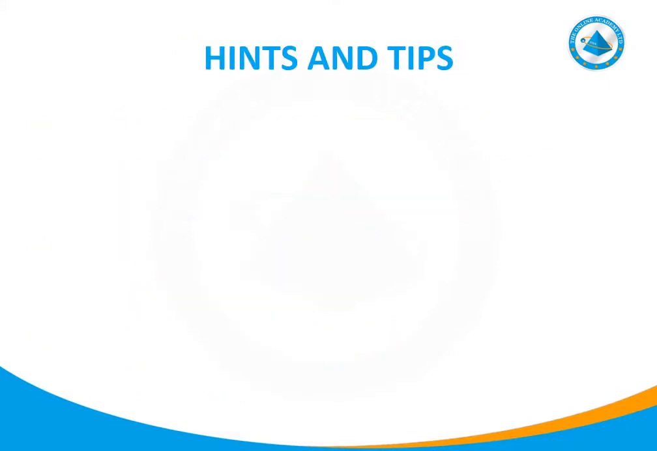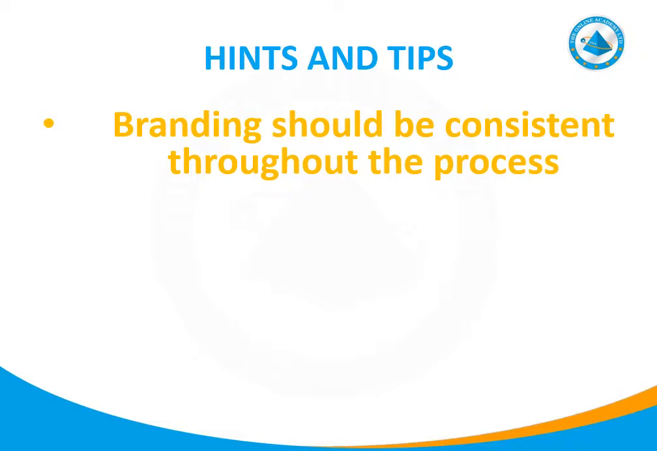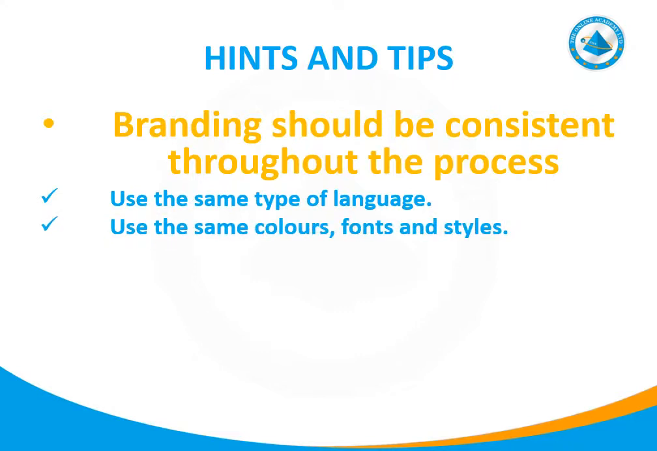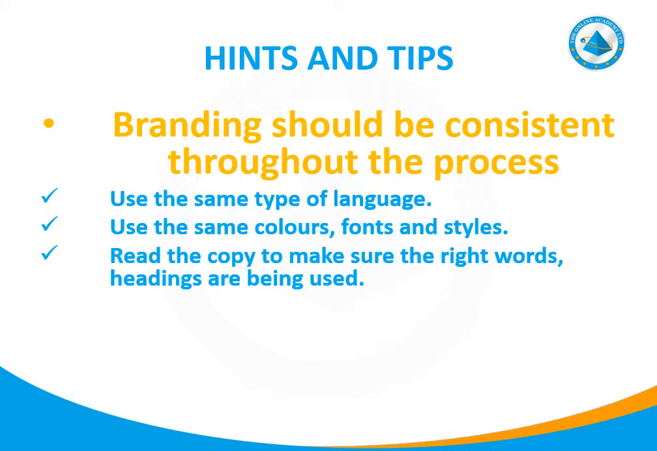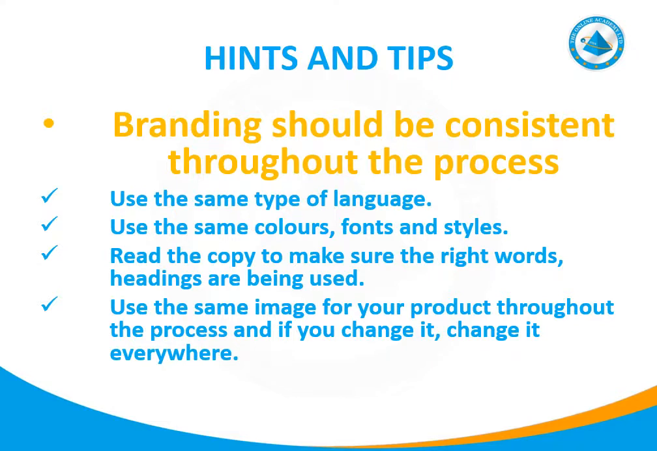Here's a few hints and tips for you if you're going through the sales process. The first hint is that branding should be consistent throughout the process. So use the same type of language, use the same colors, fonts, and styles. Read the copy to make sure the right words, headings are being used, and use the same image for your product throughout the process. And if you change it, change it everywhere.